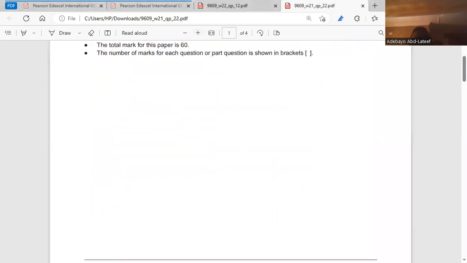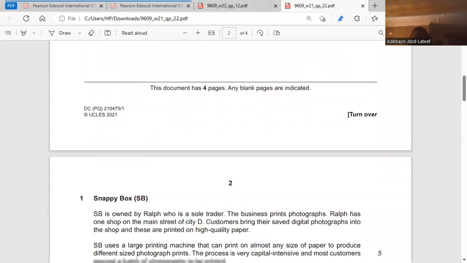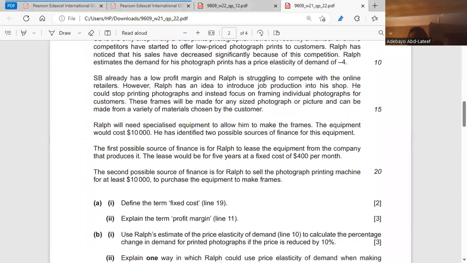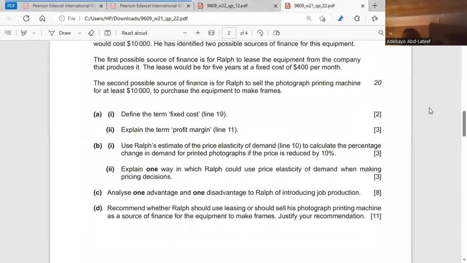Define the term fixed cost. We're talking about fixed costs. Fixed costs are costs that do not change as the level of output changes. Examples: rent, salary. These are fixed costs.